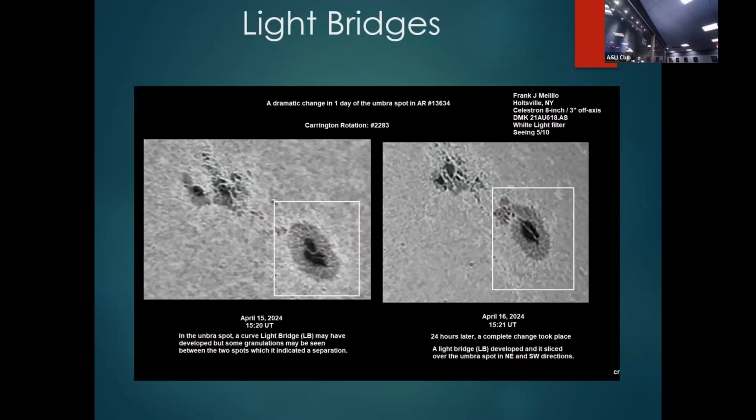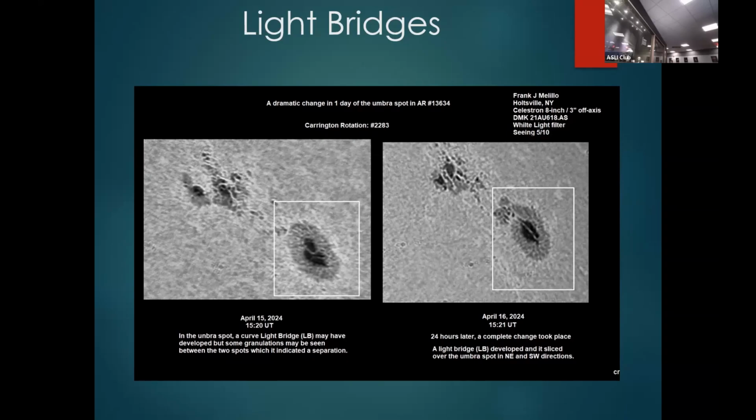Okay, light bridges. Now back to white light. What you see through the white light, sometimes if you have a normal size sunspot group or a small or large sunspot, sometimes you see some kind of lighting event in the umbra. We don't know too much about the light bridge, how it develops. When you see a sunspot, the umbra, sometimes you see a light crossing the umbra. We don't know how it develops.